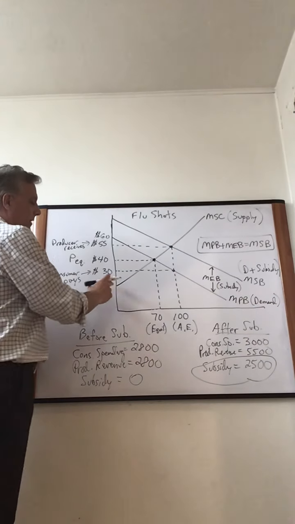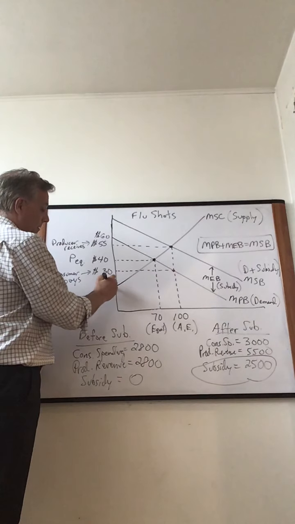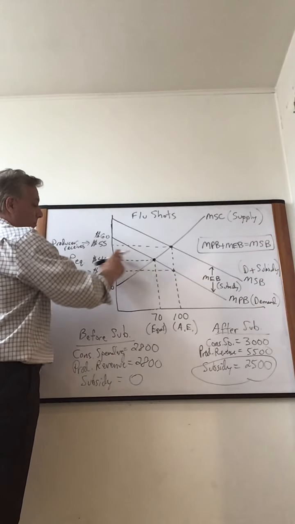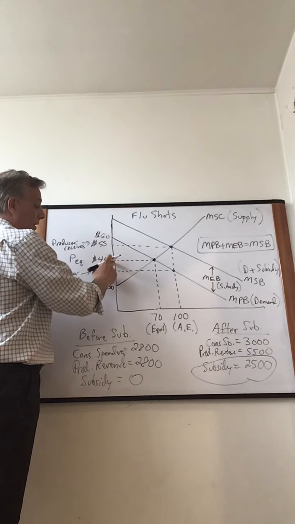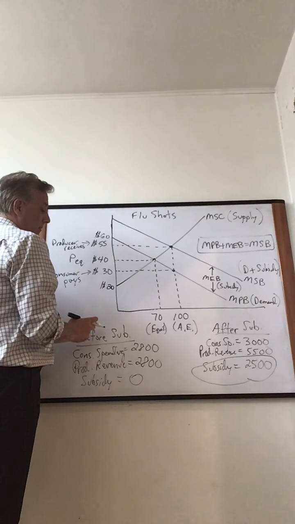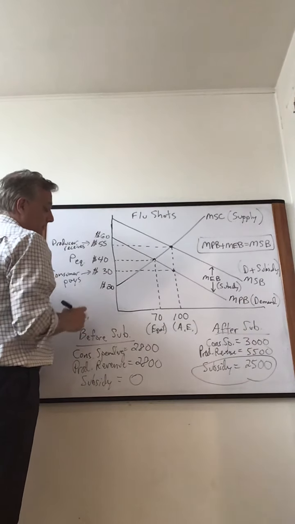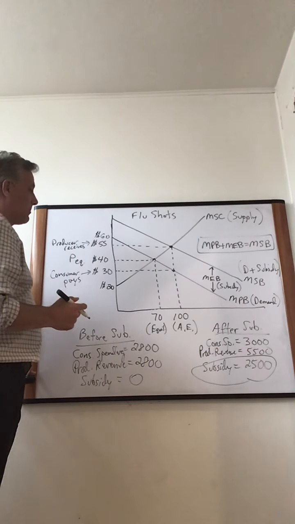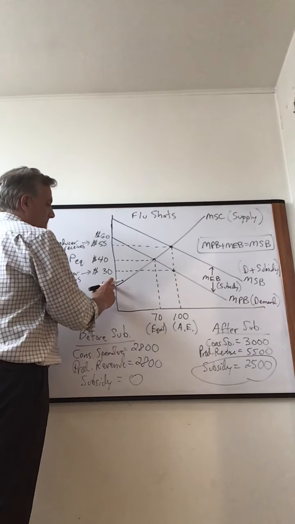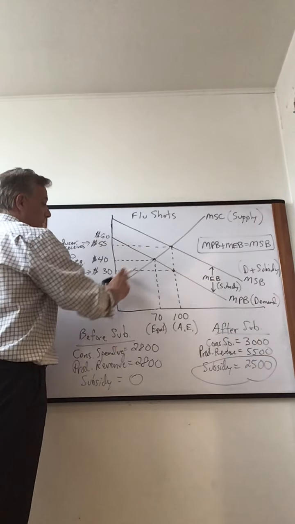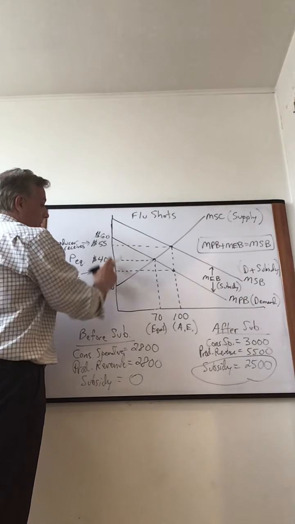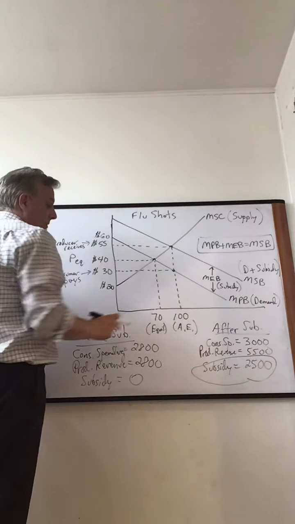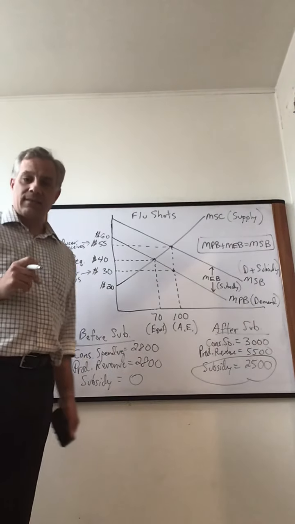Producer surplus before and after the market, I'll make this $20 down here. This is my producer surplus before the subsidy, 20 times 70, which is 1,400, divided by 2 would be 700, would be my producer surplus before. After the subsidy, producer surplus would be this big triangle here, 35 times 100 divided by 2. 3,500 divided by 2 is 1,750.